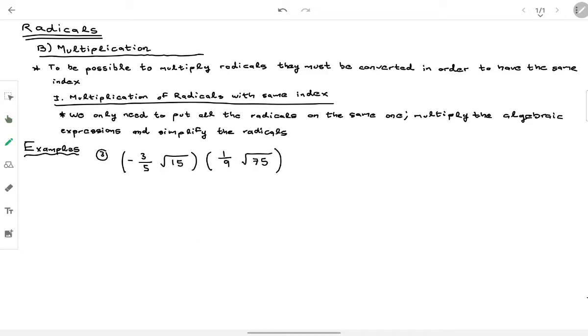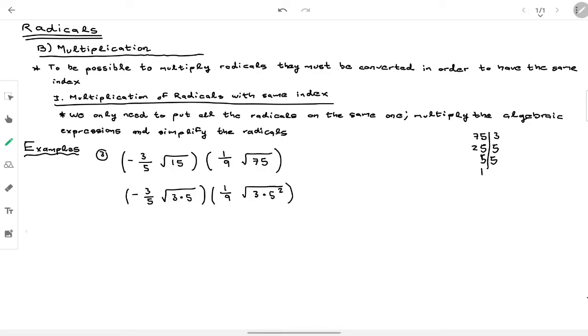So in this one, first, we will need to decompose the 15 and the 75. So it's going to be minus 3 over 5. The 15 is only 3 times 5. The other one is going to be 1 over 9. The 75, let's see, 75 divided by 3 is 25. Divided by 5, it's 5. Divided by 5, it's 1. So this one is going to be 3 that multiplies 5 squared.